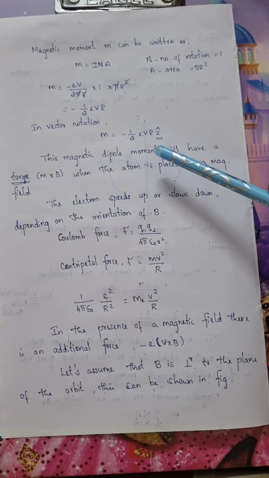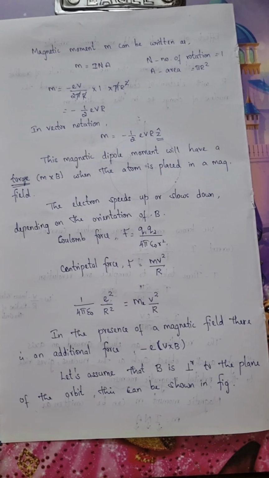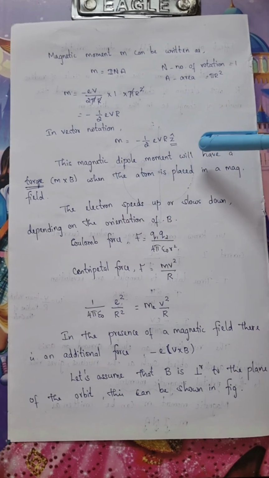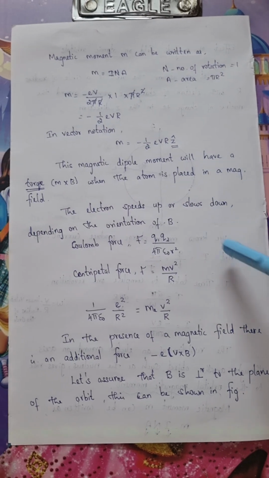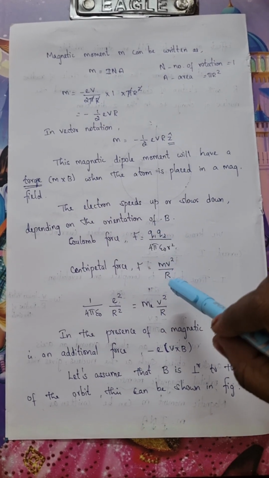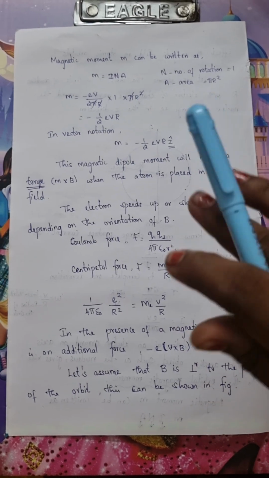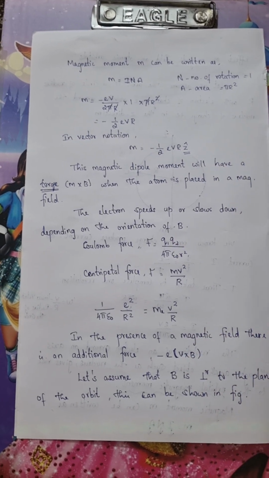So this magnetic dipole moment will experience a torque when the atom is placed in a magnetic field. So the electron speeds up or slows down depending on the direction of the magnetic field. Here, during the rotation, the Coulomb force and the centripetal force balance each other. So the Coulomb force is balanced by the centripetal force.